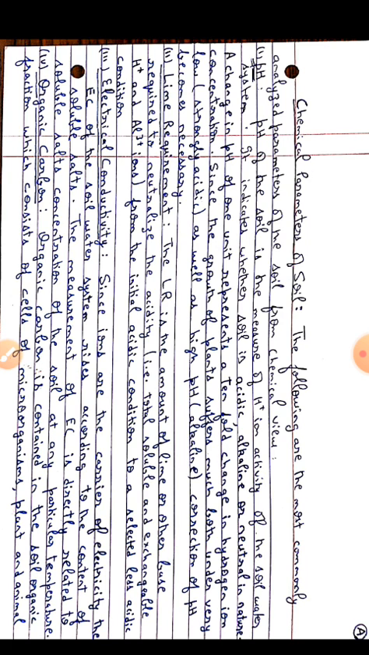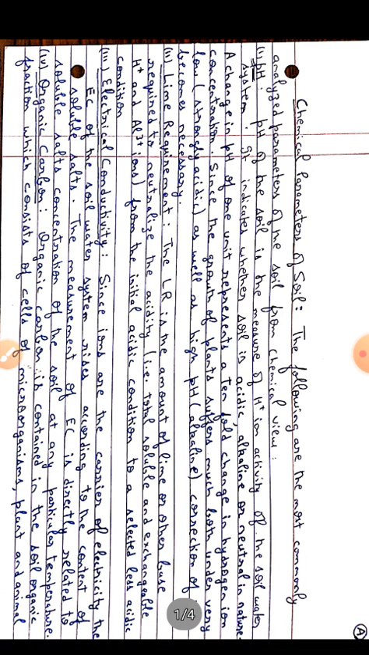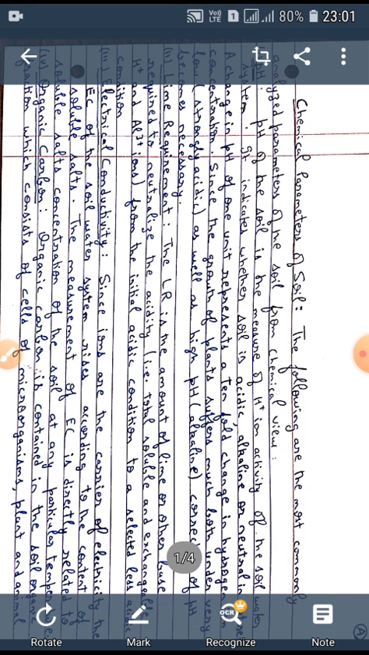Since ions are the carriers of electricity, the electrical conductivity of the soil water system rises according to the content of soluble salts. The measurement of electrical conductivity is directly related to soluble salts concentration of the soil at any particular temperature. Next parameter is the organic carbon.